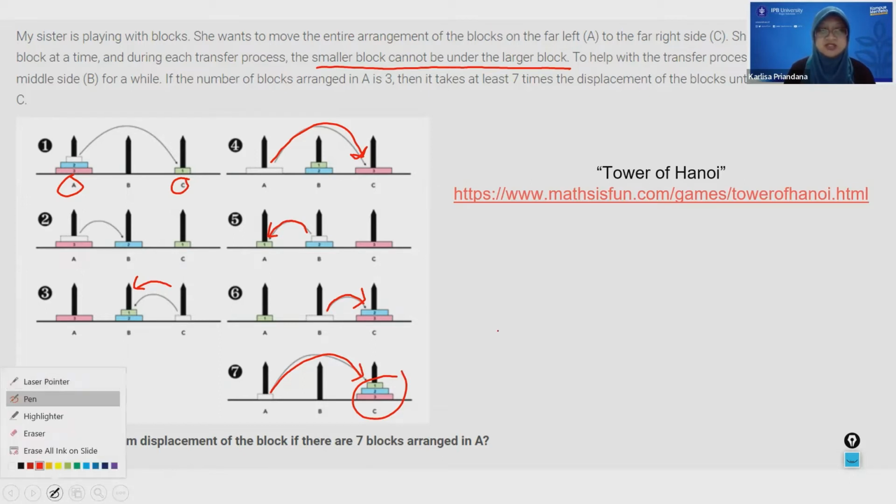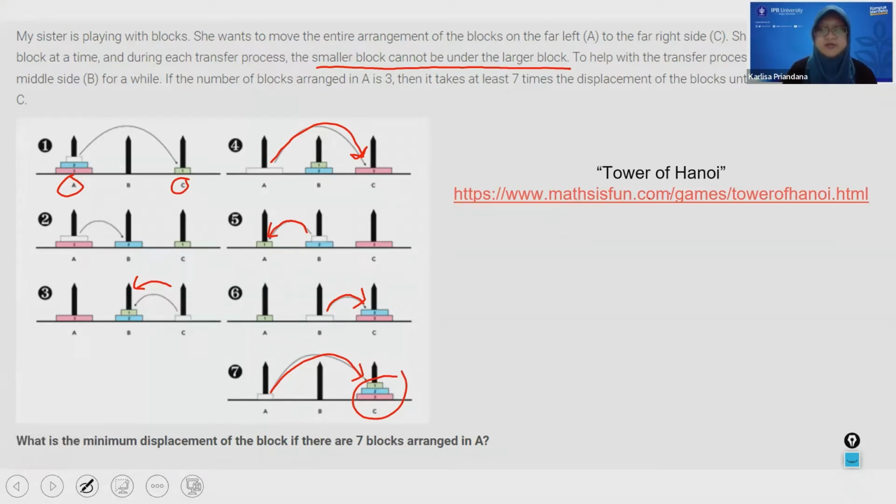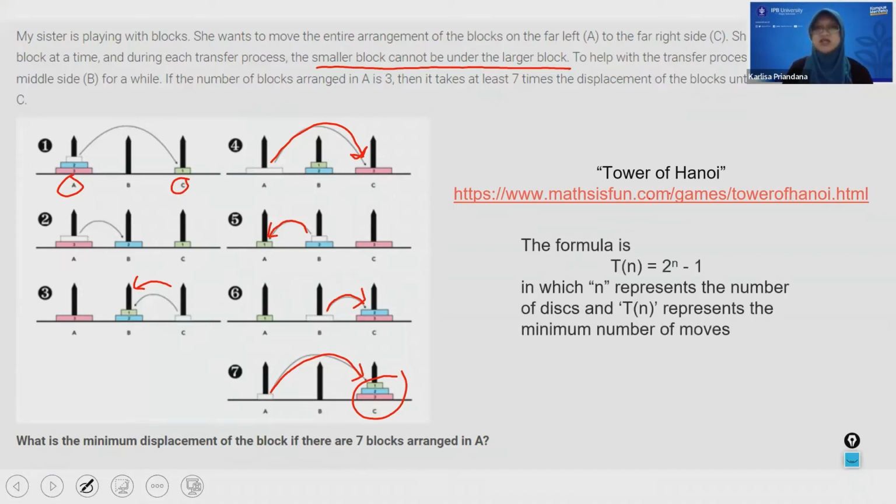Okay, you can click here, or you can try other links as well. You don't have to use this, but this is one of the links available to simulate the Tower of Hanoi. The formula for the Tower of Hanoi is 2 power by n minus 1, in which n represents the number of disks and Tn represents the minimum number of moves.